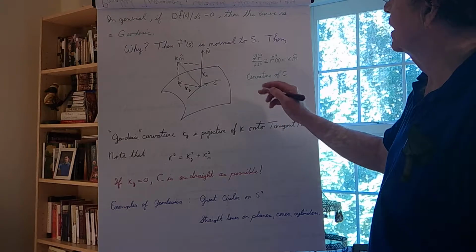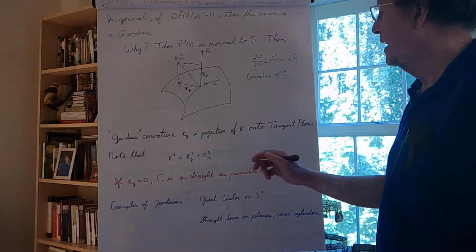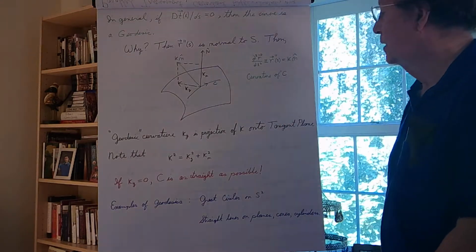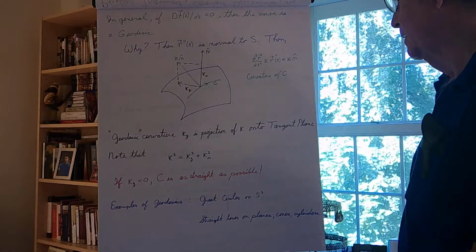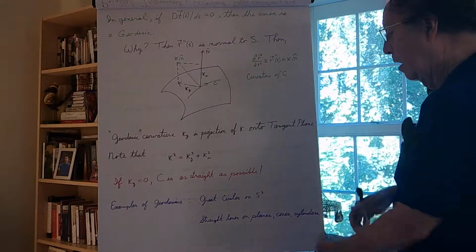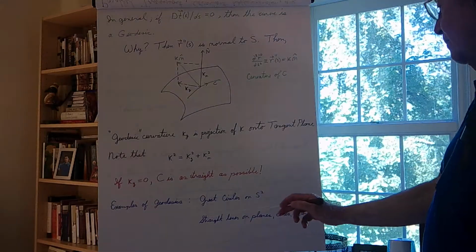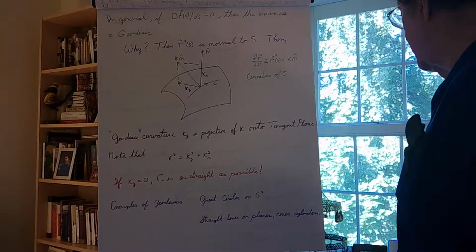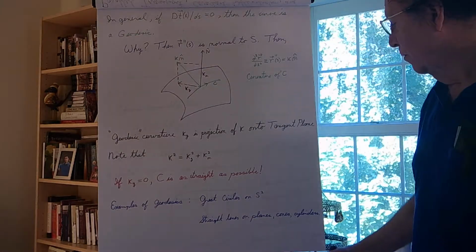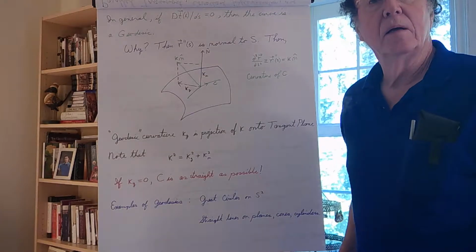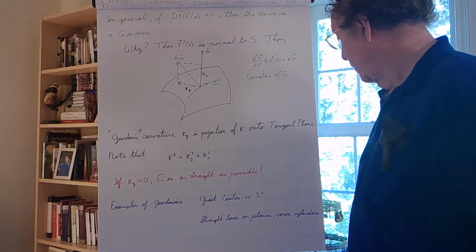We read off from this triangle that kappa squared is kappa geodesic squared plus kappa normal squared. Okay, and there you go. Oh, and then I remind us, for example, about straight lines on planes, cones and cylinders. Straight lines on a plane, of course, are geodesics.